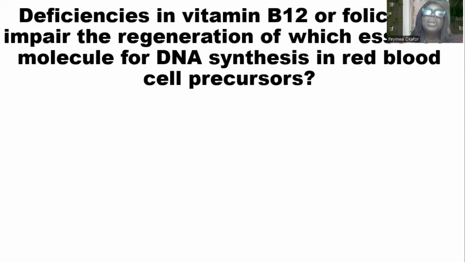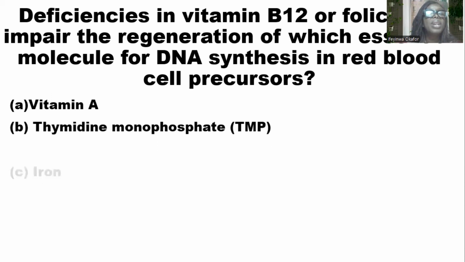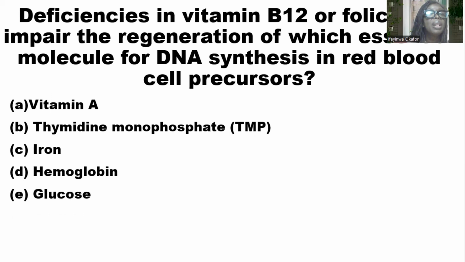Deficiencies in vitamin B12 or folic acid impair the regeneration of which essential molecule for DNA synthesis in red blood cell precursors? We have vitamin A, thymidine monophosphate, iron, hemoglobin, glucose, and the answer is B, thymidine monophosphate.